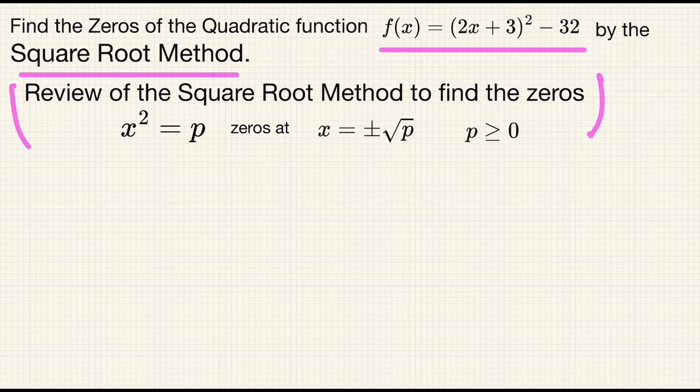We want to put the quadratic equation in this form, and basically this occurs when b is equal to 0 in the standard form of the quadratic equation, and the zeros occur at plus or minus the square root of p, where p is a non-negative number. So that's in a nutshell what the square root method is all about. But now let's put it into action and solve this problem.